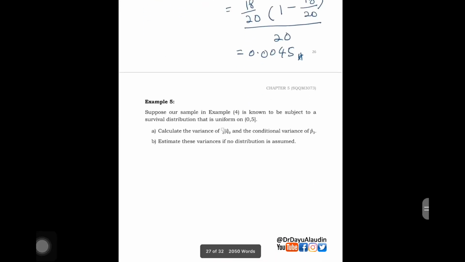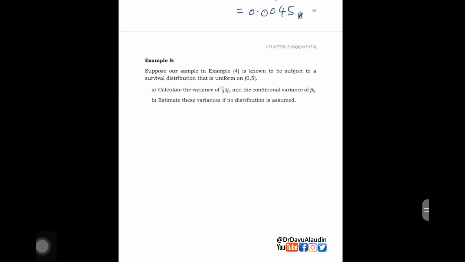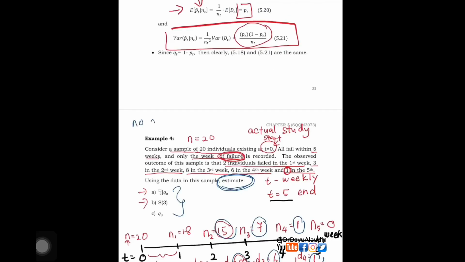Now I would like to show you example 5. So example 5, we still use the same sample in example 4. We assume that the survival distribution is uniform with the parameters 0 and 5, so A, B. In example 4, the survival distribution did not follow any kind of distribution, so you can just straight away use the formula given.